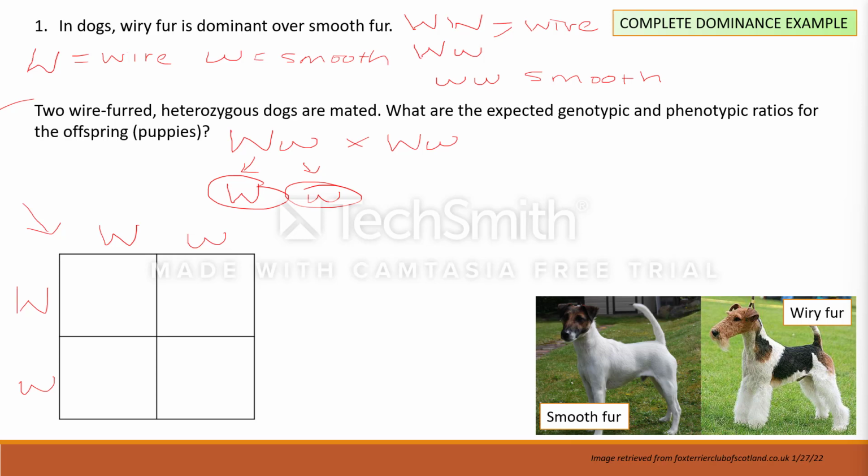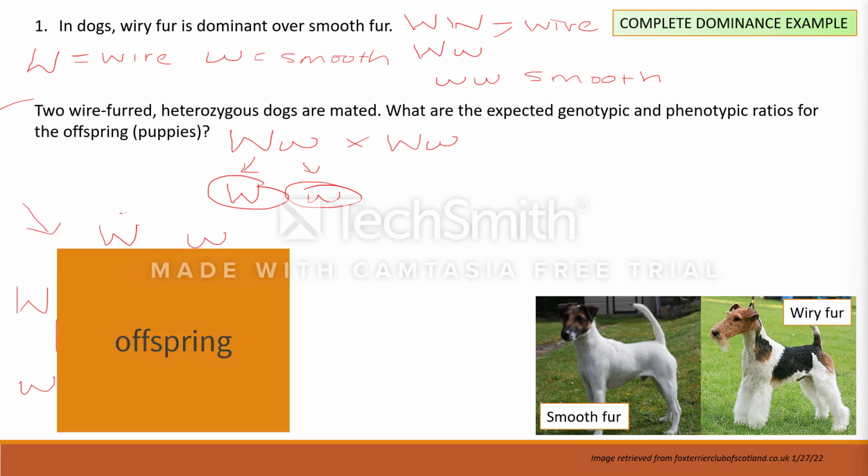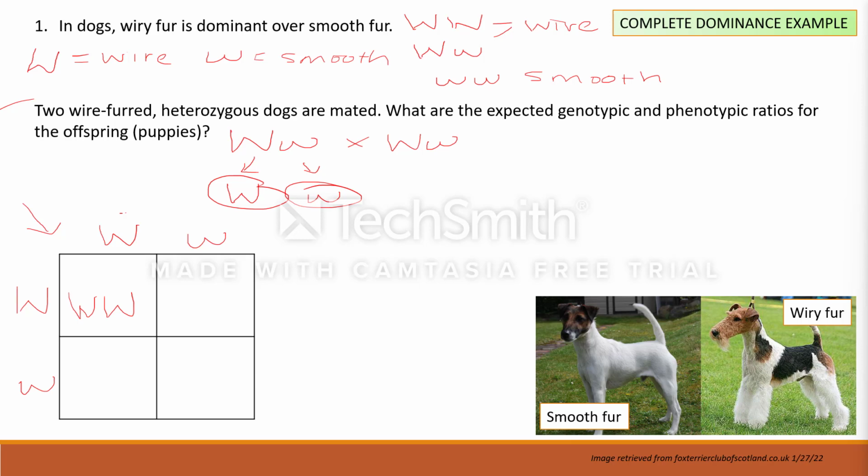These represent the gametes here on the side. And then on the inside here with the boxes, these represent the possible offspring that would be the result of fertilization. Sometimes we might get a big W from each parent. Other times we get a big W from one parent and a little w from the other parent. That could work the other way as well. And then you could also get a little w from each parent. Notice that we're working with 4 boxes.